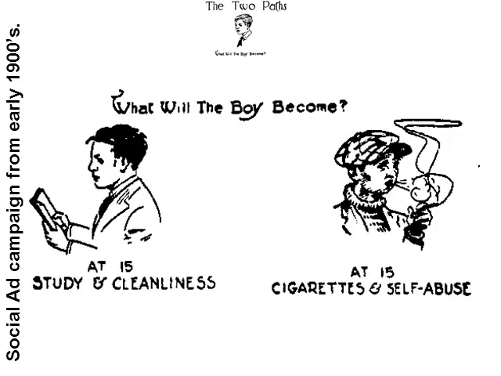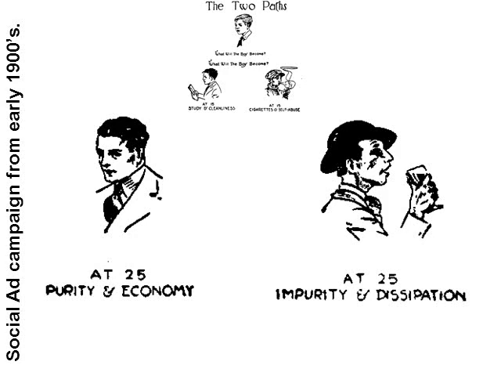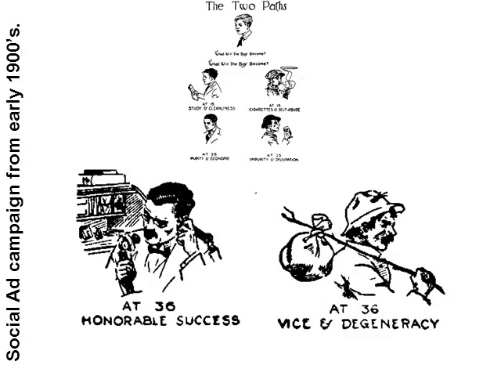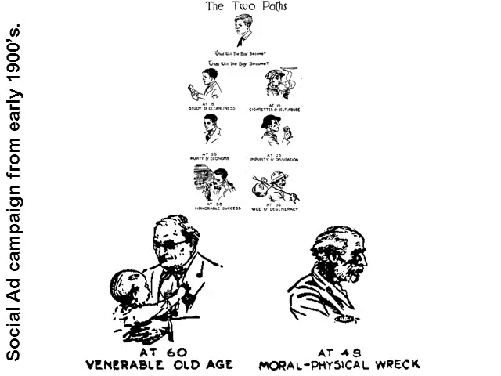And if this continues, at age 25, are they pure? That's the good path on the left. Or on the right, that's the bad path. Are they impure at age 25? And at age 36, the good path. Are they honorable and successful? Or at age 36, are they a degenerate and kind of just walking the streets? And by age 60, if they're on the good path, they've lived a well-rounded life, and in this case, they're a grandfather. Or at age 48 on the right, are they a moral and a physical wreck?